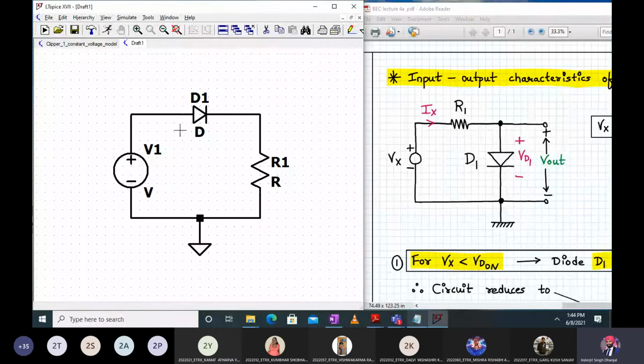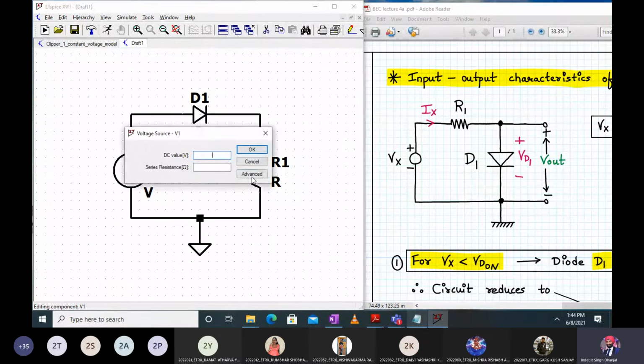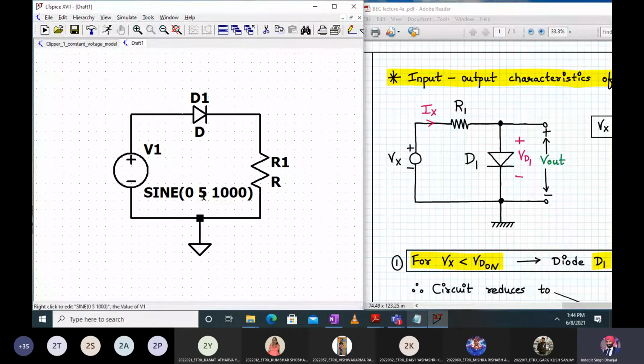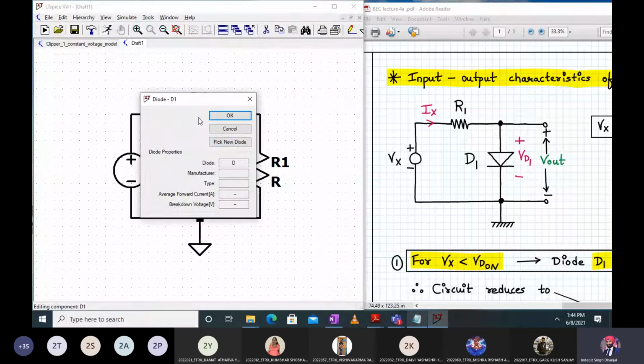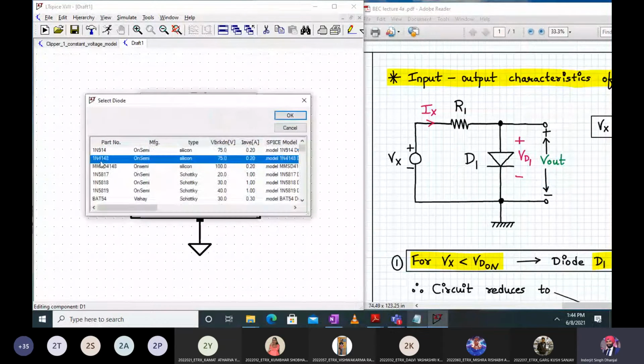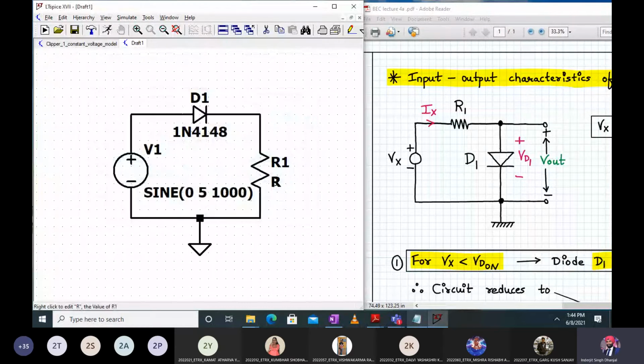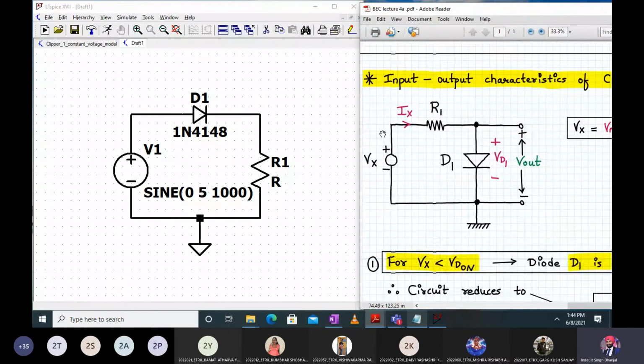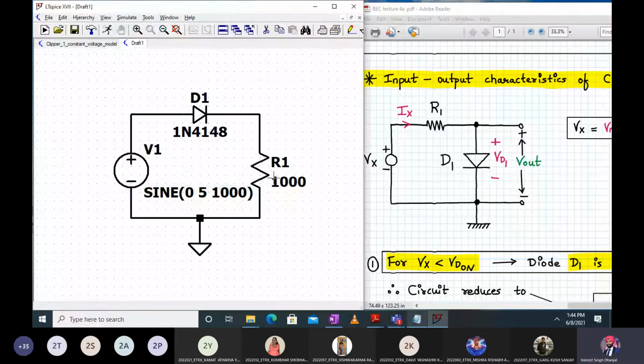Now let me select this, right click, go to advanced, go to sinusoidal. Let's say you give a DC value of 0, amplitude 5 volts peak to peak, and frequency 1000 hertz. These are the components I've got from here. Let's select the diode as silicon diode 1N4148. We have used this diode before. The resistor value has to be greater than the on state resistance of the diode, which is a few ohms, so we can safely select this value as 1000 ohms.